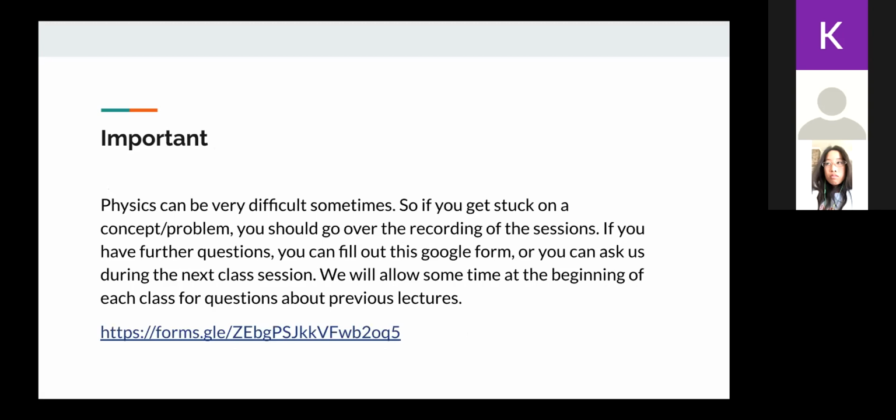But once again, physics can be difficult sometimes. I don't think we'll be going that complex, though. It'll be some pretty basic stuff.